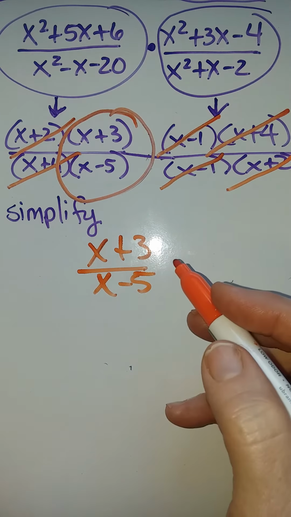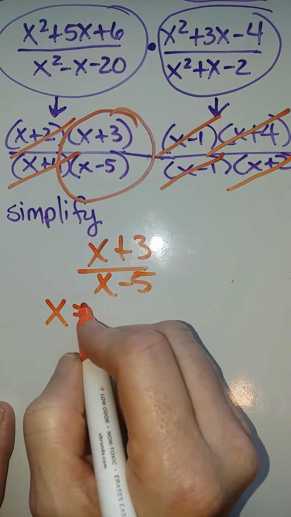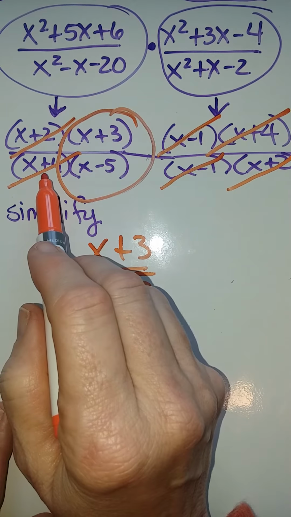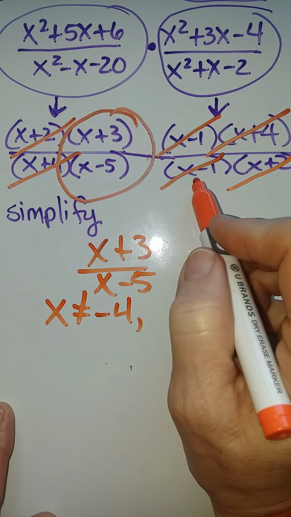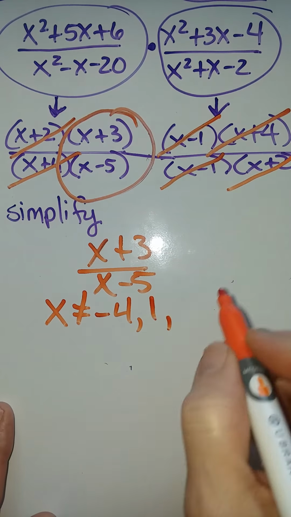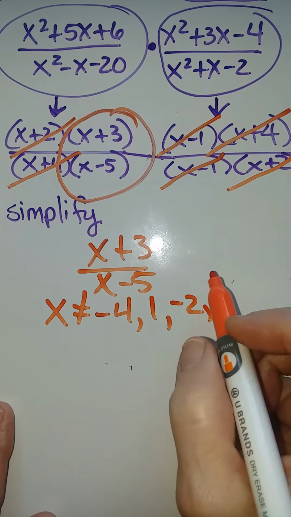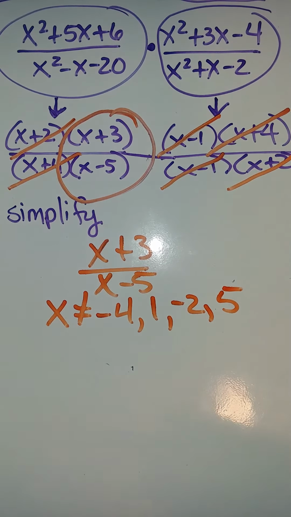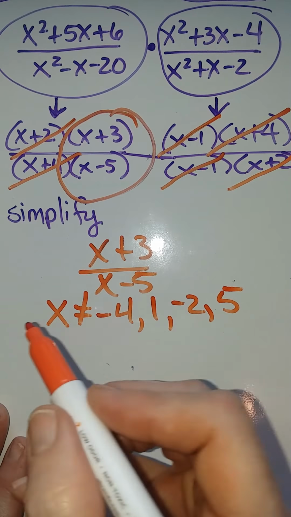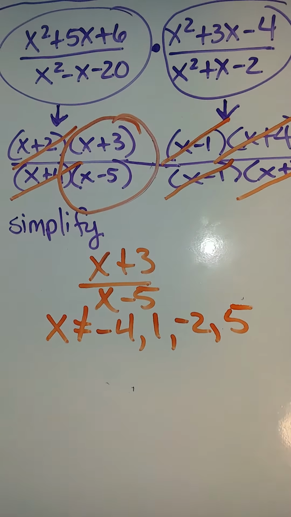Now, that is fully simplified, but you have to identify what the excluded values are. x cannot be negative 4. x cannot be 1. x can also not be negative 2. And of course, if we look at the denominator here, x cannot be 5. So you need to put those excluded values in if you're going to simplify it to this in this circumstance.